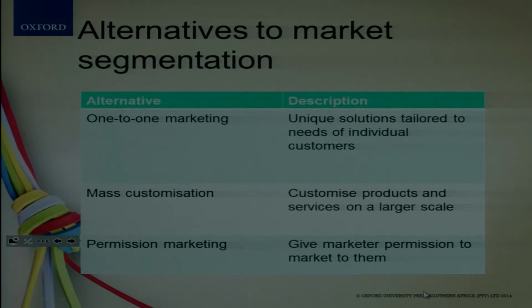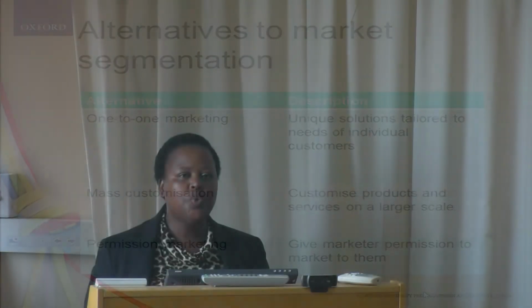Once you have sold your product and services, and maybe if they are interested, then you can have the memorandum of understanding, or they can purchase your product. The other one is mass customization of product and services on a larger scale. Here, that's where you will use those communication media that are going to cover the large number of people who are going to purchase your product. The other one is permission marketing. Give marketers permission to market to them. So you can even give other marketers permission to market your product to those potential and target customers that you want to sell your product to or render your services to.